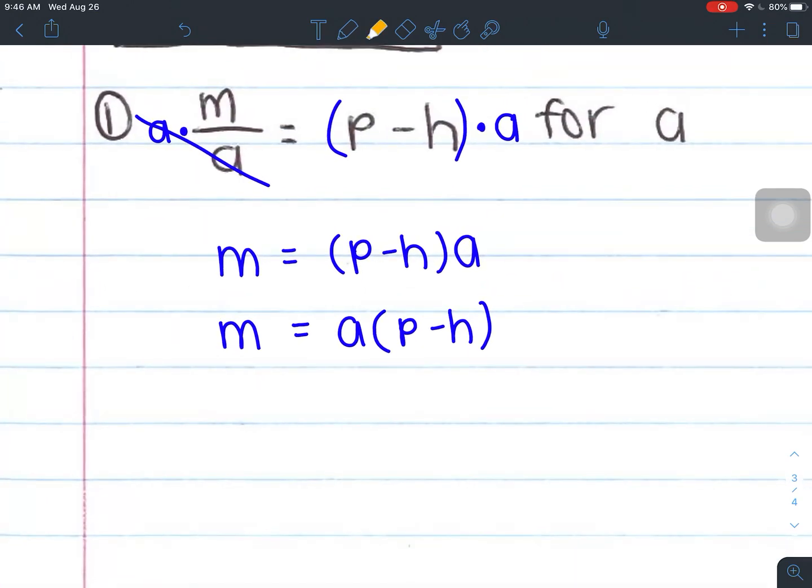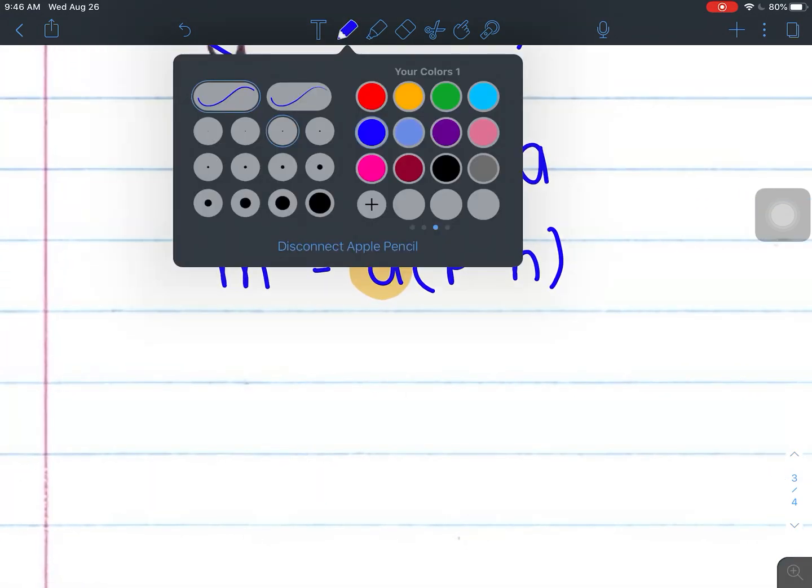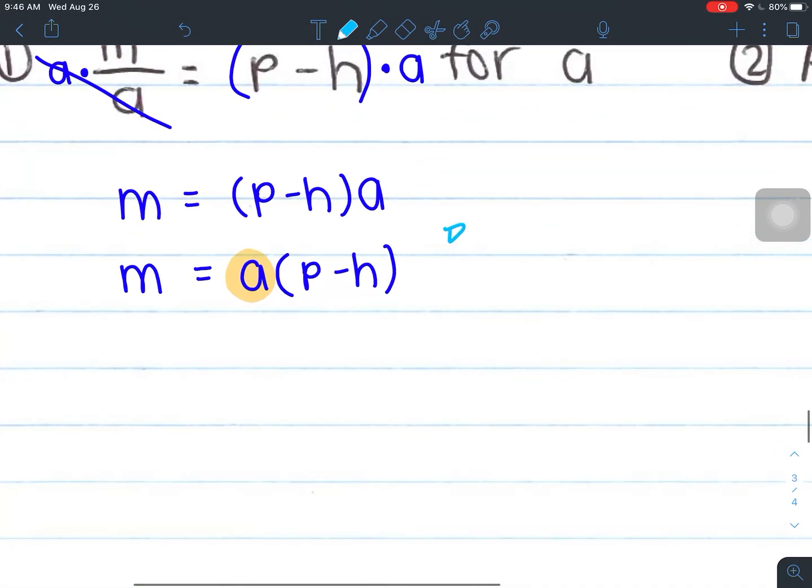Okay? Now what's the goal here? The goal here is to get a by itself. How do I get a by itself? Well, if you notice, a here is being held back by whatever is in that parentheses. And your first instinct is going to be to distribute. And I'm going to remind you to not distribute. Do not distribute. Why not, right?